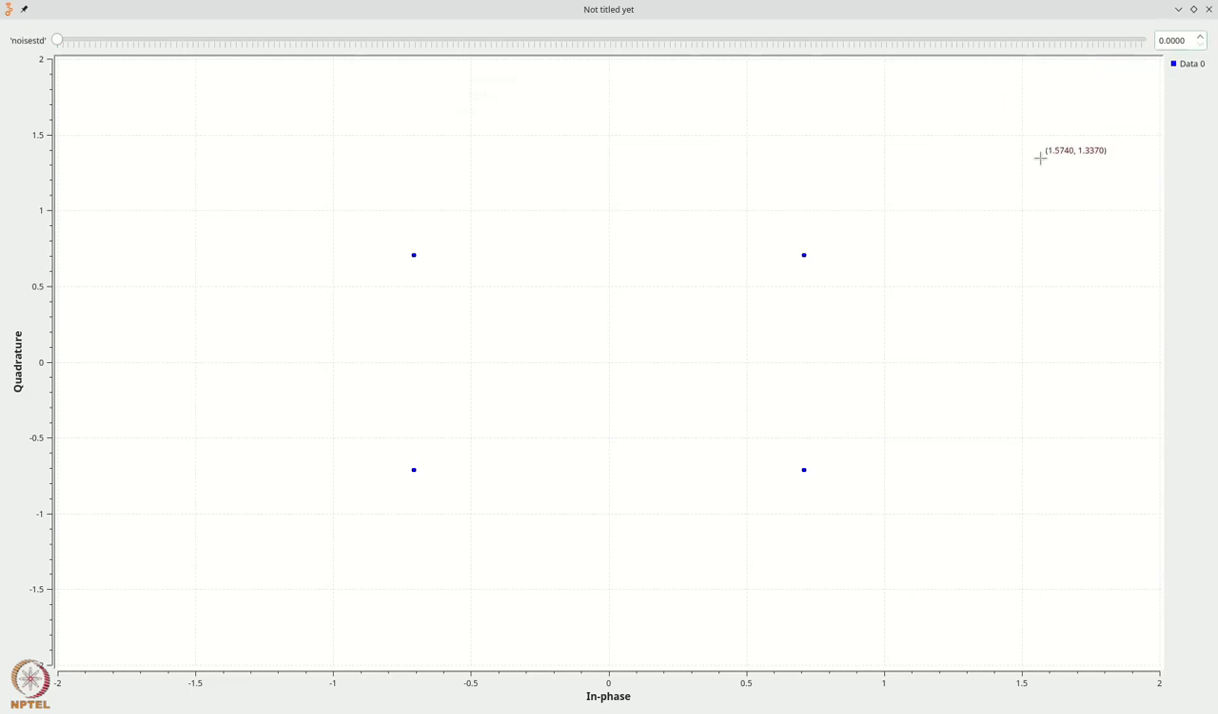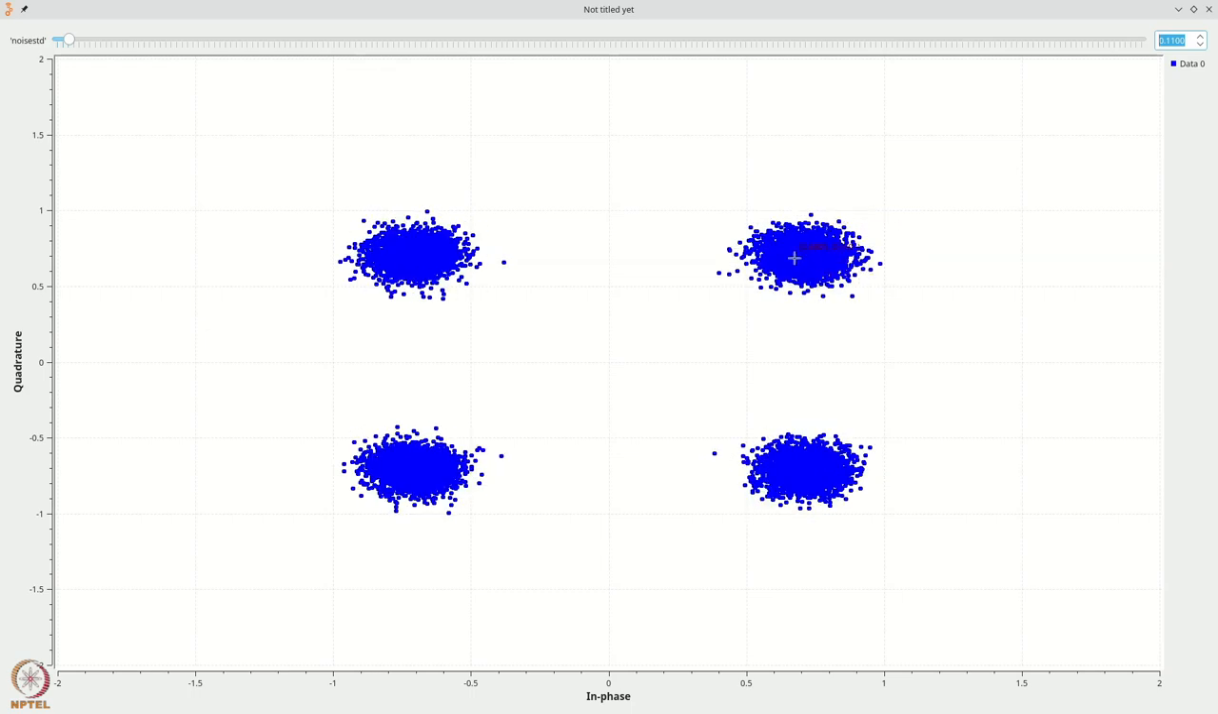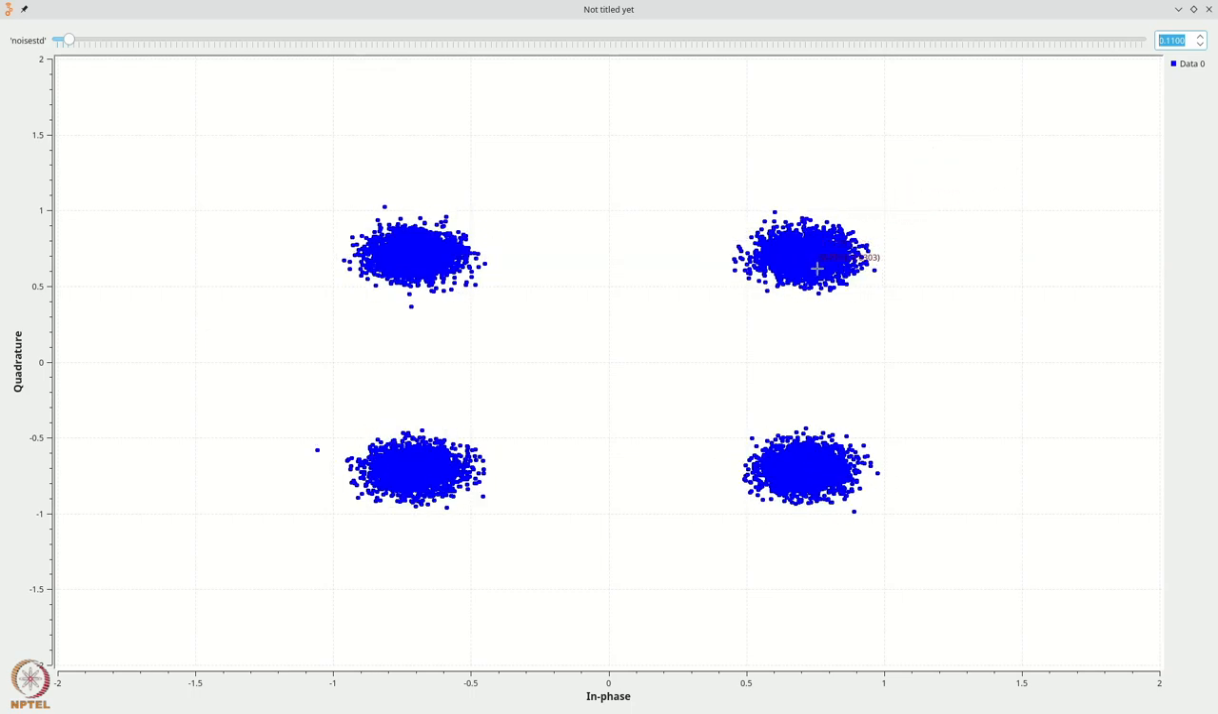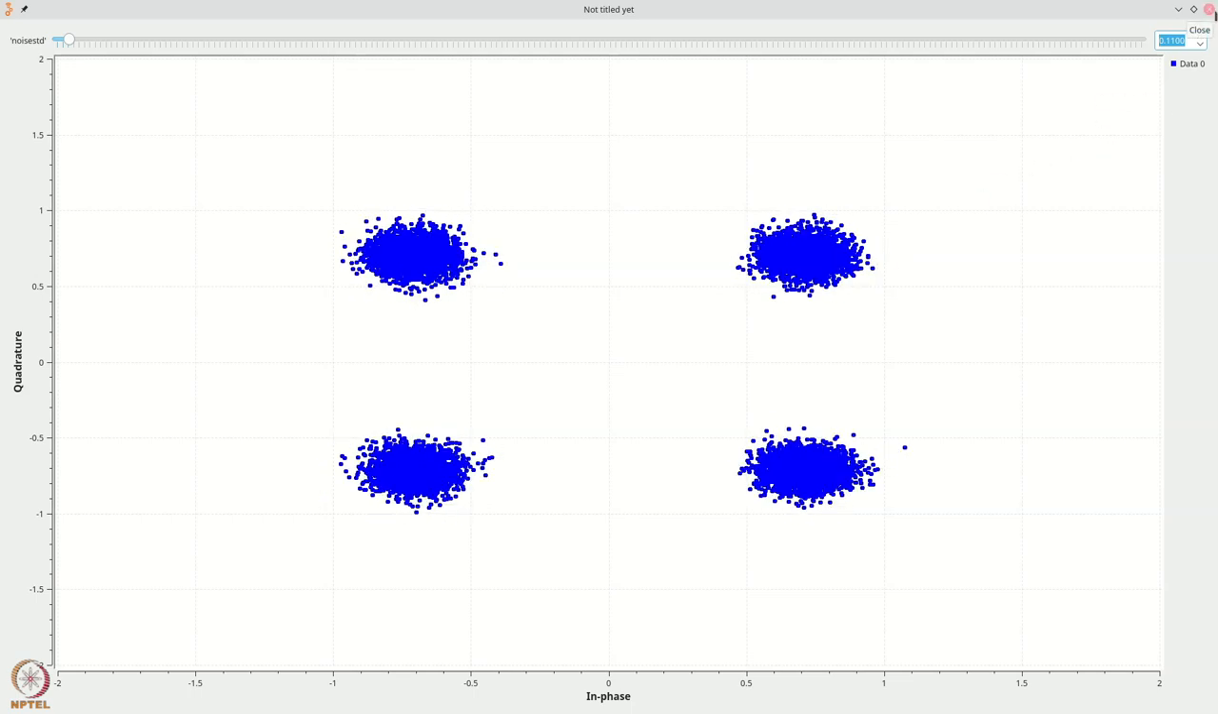Now if we run, before we begin, notice that the constellation has changed a little and it is at 0.7 plus 0.7j. Like this is actually 1 by root 2 plus 1 by root 2 j. The reason is because the constellation encoder has normalized our constellation. For example, let me just increase the noise over here. And you can see that the points are concentrated around this particular area, which is not 1 plus 1j, but 0.7 plus 0.7j. Why did this happen?